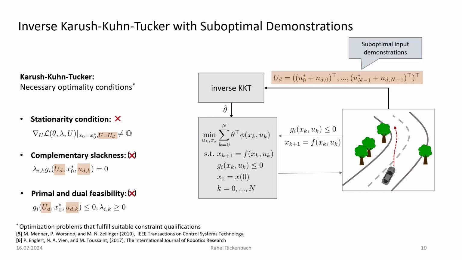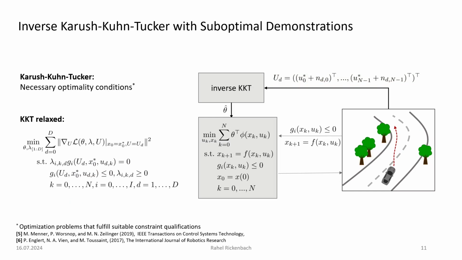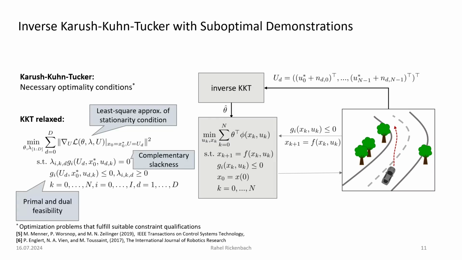When we work with suboptimal demonstrations, unfortunately most of those conditions are violated, and especially the stationarity condition might not even evaluate to 0 for any parameter combination. Traditional inverse KKT estimators address this by looking at a relaxed version of the problem. We have an optimization problem that we solve for the unknown parameters theta and lambda, where the objective is a least-squares approximation of the stationarity condition, and we consider the remaining conditions, complementary slackness and dual feasibility, in the constraints.